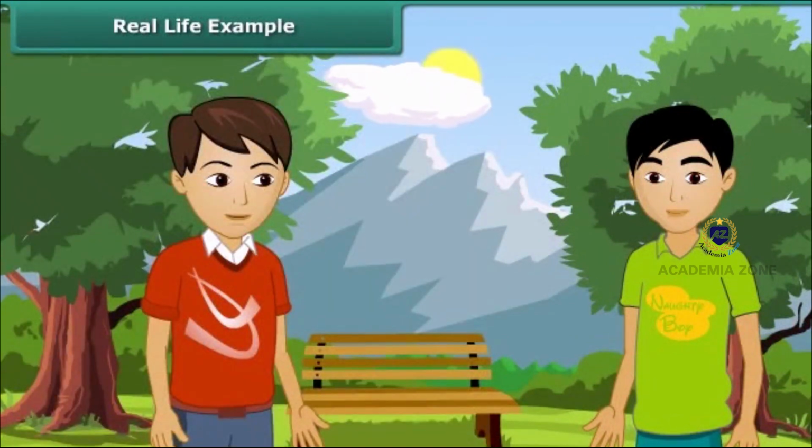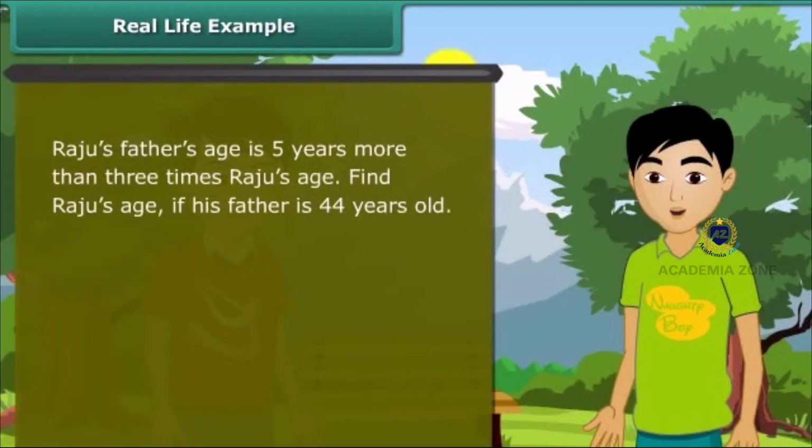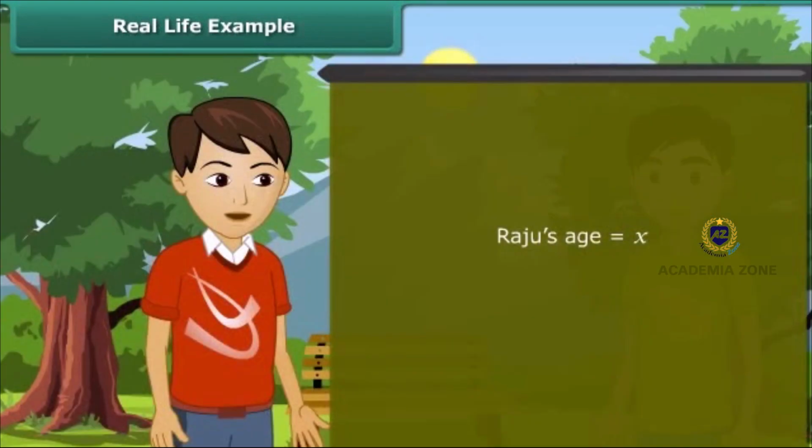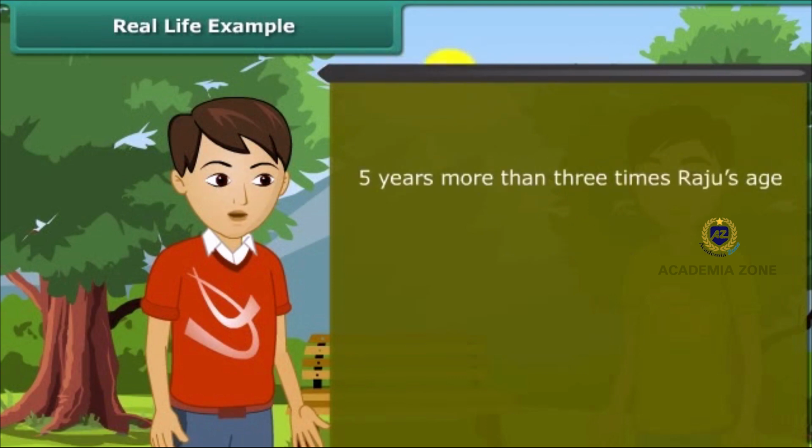Ajay, now you know how to solve the equation. There is one problem for you. Ask. Raju's father's age is 5 years more than 3 times Raju's age. Now find Raju's age if his father is 44 years old. We have to find Raju's age, therefore we will take it as x. Now 5 years more than 3 times Raju's age is 3x plus 5, which is equal to 44. Now we will solve this equation.